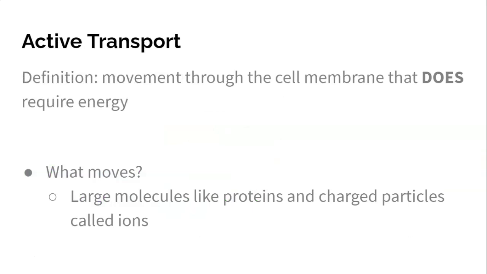Now, the other type of transport that we sort of talked about at the beginning is active transport. This is sort of like the opposite of passive. So in this definition, the movement is still through the cell membrane, but now it does require energy. That's the big difference. Active needs energy, passive does not need energy. And for active transport, the reason why it needs energy is because it moves really large molecules like proteins and ions and other big things that don't easily fit through the cell membrane.